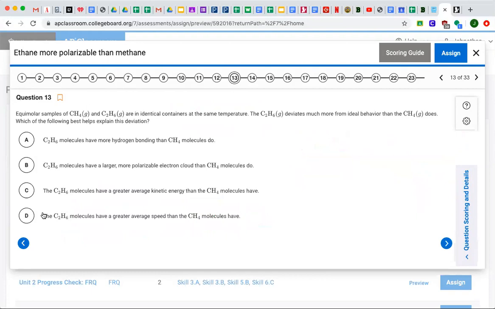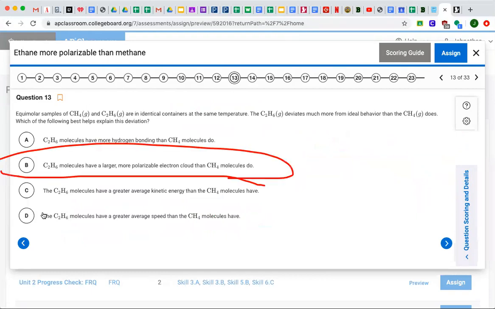So that really only leaves us with B, right? And B ends up being the correct answer because C2H6 is bigger and it does have a more polarizable electron cloud than CH4. Okay.